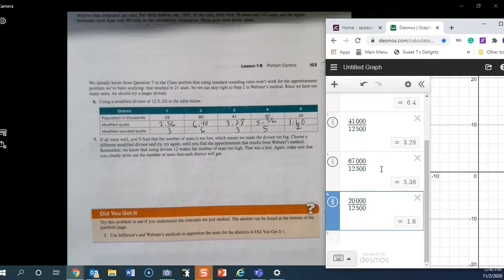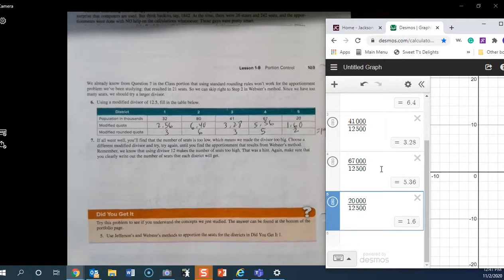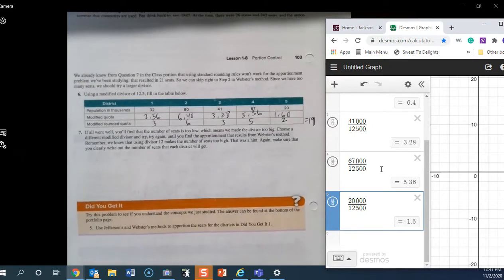All right. So when we add all these together, it just gives you 19. So we're still 1 seat short. That means that what we were dividing by was too high, so we need to go down a little bit. Since we did 12.5, it seems as though this value is in between 12 and 12.5. So let's try 12.25. So 12.25 would be 12,250.